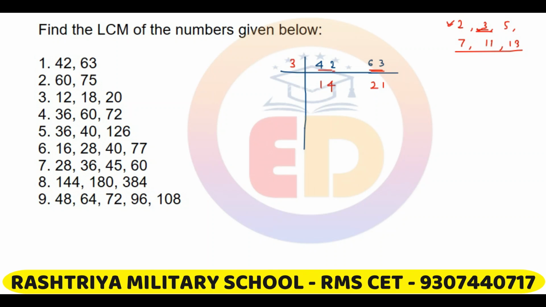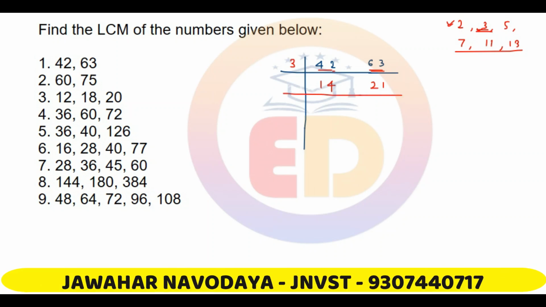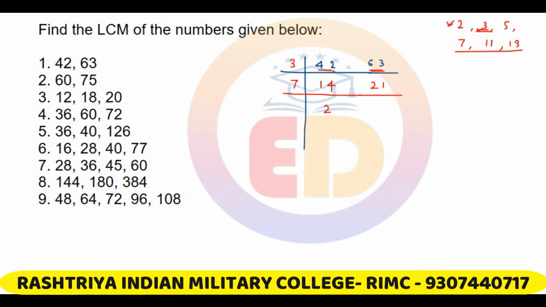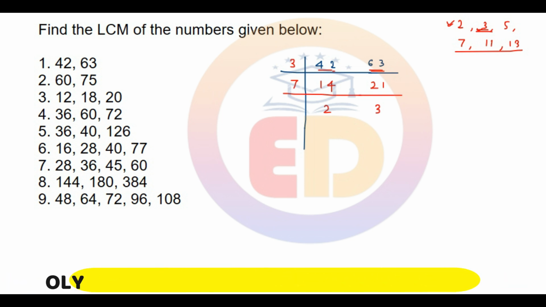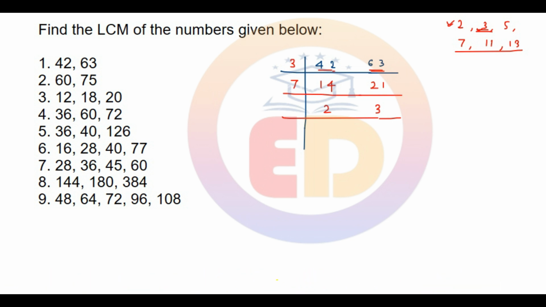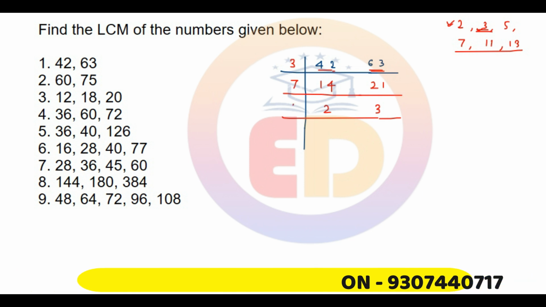Now I see that 14 and 21, they both come in the table of 7, so I can directly divide them by 7, as 7 2s are 14 and 7 3s are 21. Now I have 2 and 3. Understand that 2 and 3 both are prime numbers, so they will be divisible by itself only. So let us first divide by 2.